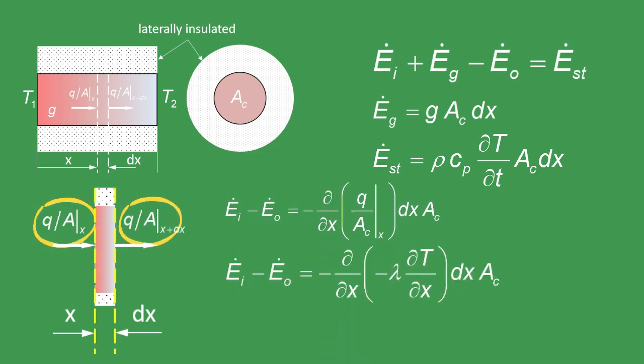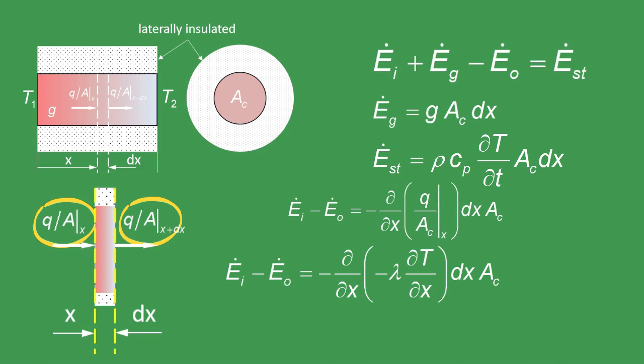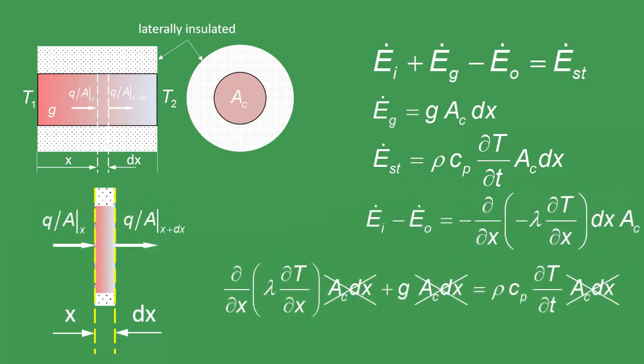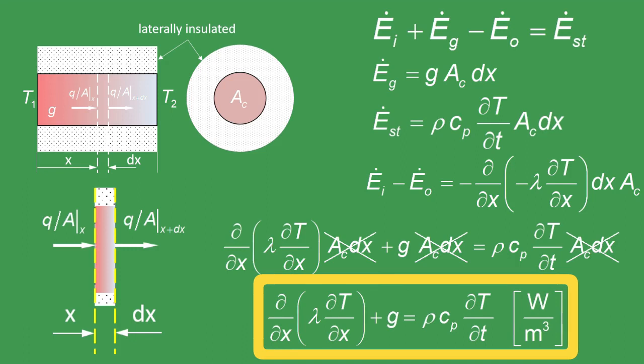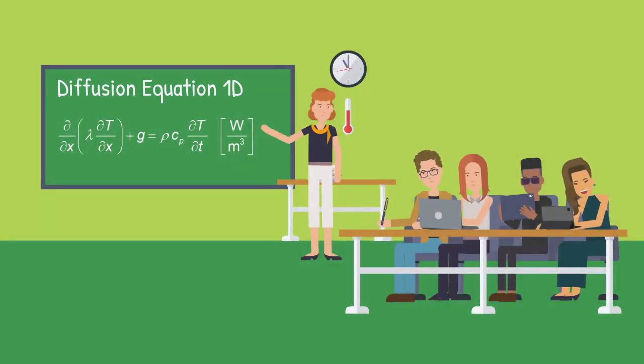We apply Fourier's law and we have the evaluation of this difference as a function of the derivative of T with respect to x. We can now substitute each of the terms in the energy conservation equation. The volume AC times dx, which appears in all terms, can be removed. Thus, we obtain an equation which is the heat diffusion equation for one-dimensional conduction. Notice that it is actually the balance of heat per unit volume within a solid.